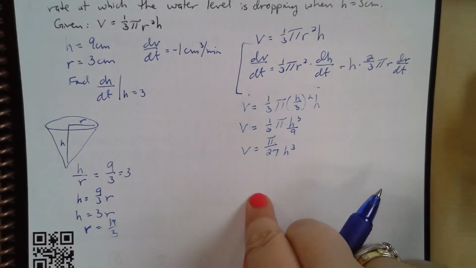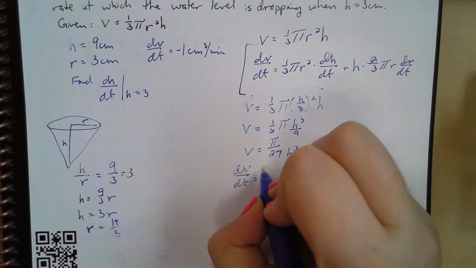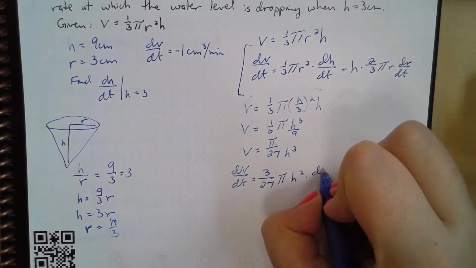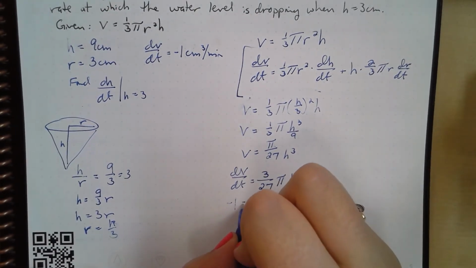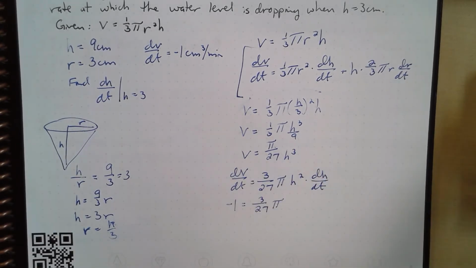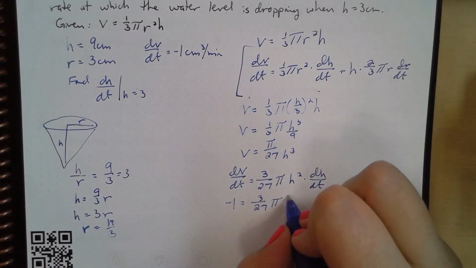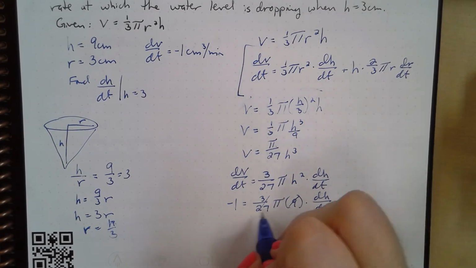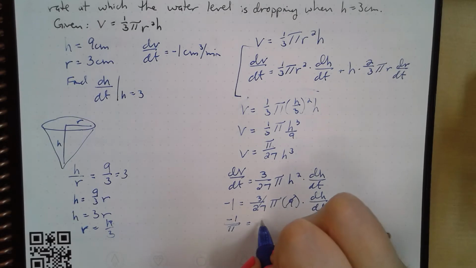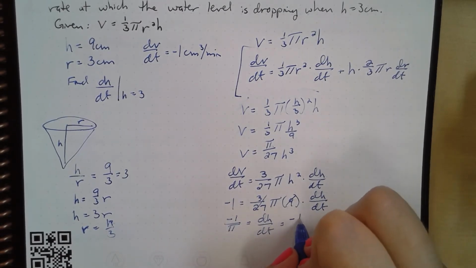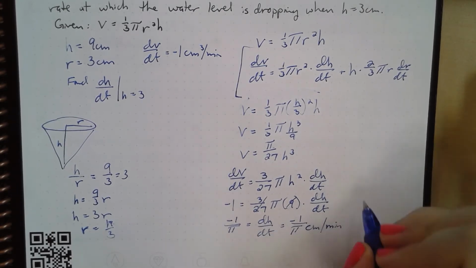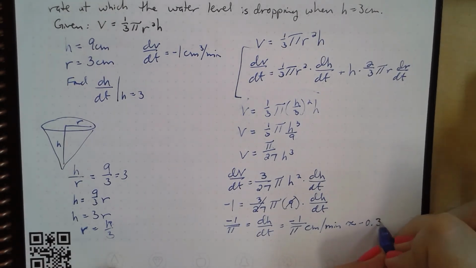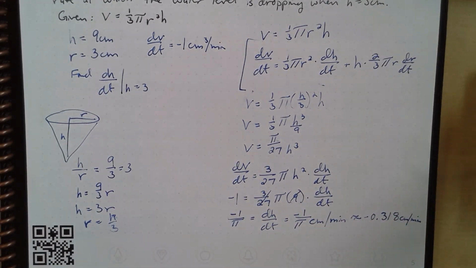Now, this is where I'm going to take my implicit differentiation. So dV over dt is equal to 3 over 27 pi h squared times dH over dt. So -1 is equal to 3 over 27 pi times, and we're using this when h is equal to 3, so times 9 times dH over dt. So 9 and 27, this just becomes 1, right? So this is -1 over pi is equal to dH over dt. So dH over dt is equal to -1 over pi centimeters per minute. And if you want to, -1 divided by pi is about -0.318 centimeters per minute.